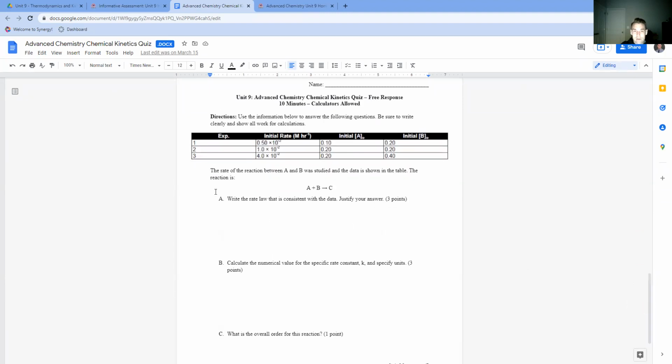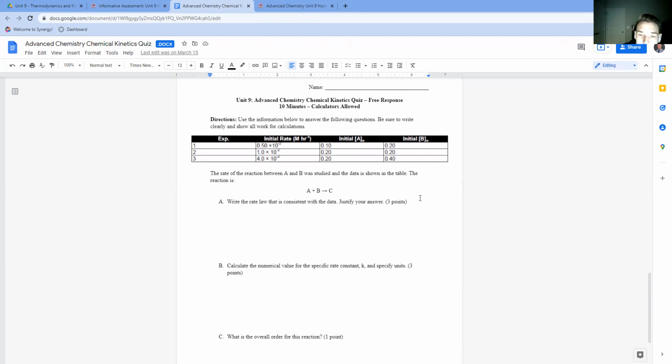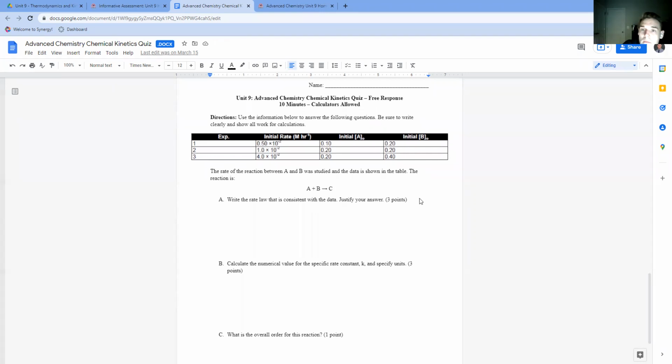As promised, you get another data table full of information. You have to determine the rate law, calculate K, and determine the overall rate order. Remember, if I want to find the rate order of A, I need to look at 2 trials where B remains the same. So that's 1 and 2. From trials 1 to 2, the concentration doubles, the rate doubles. That makes A first order.